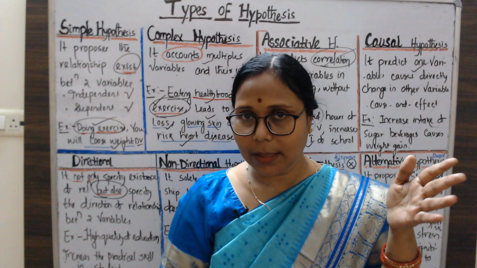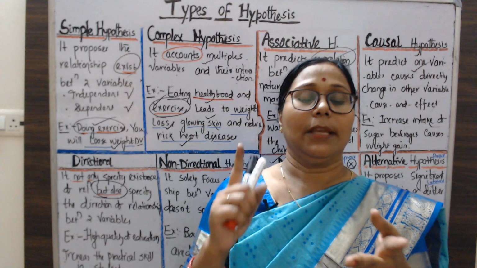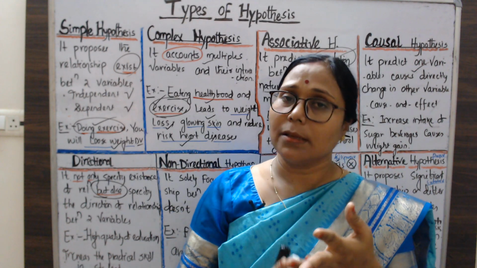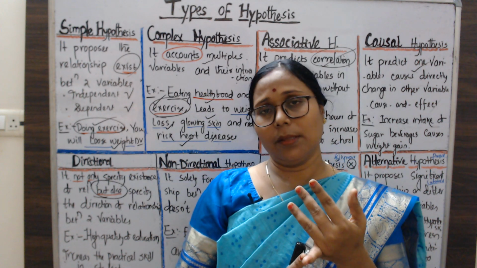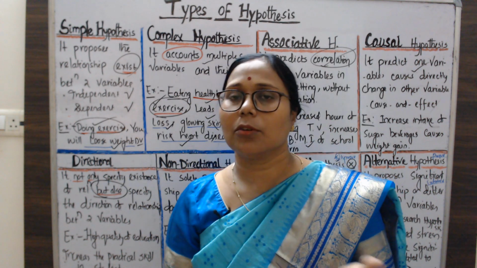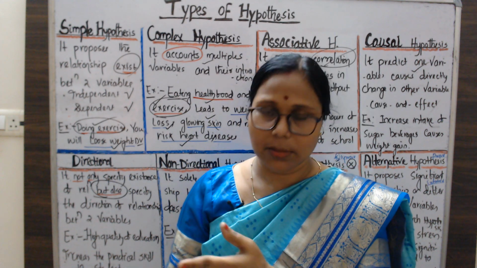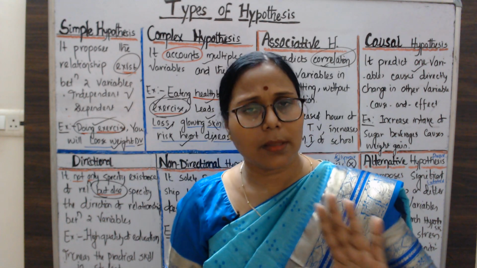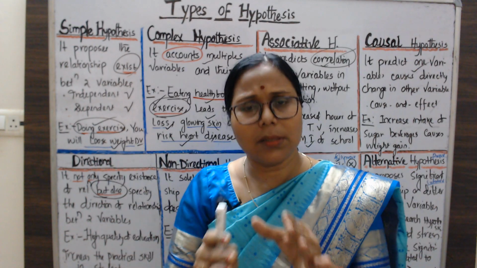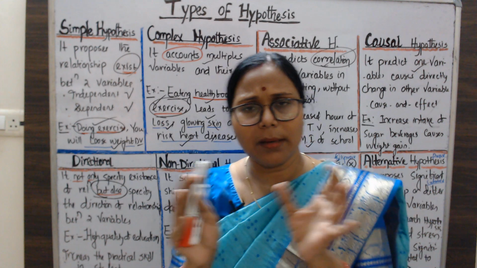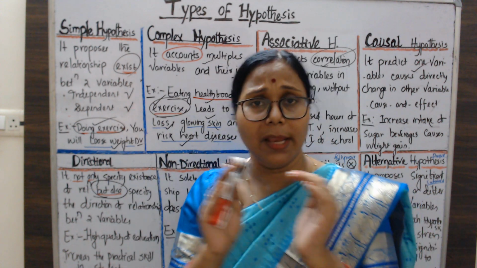There are four components. One is the independent variable, second is the dependent variable, third is the relationship between the variables, and the fourth is the population or the sample that the researchers investigated or tested. So these are the components. Throughout the hypothesis, we are dealing with two variables, the independent variable and the dependent variable.